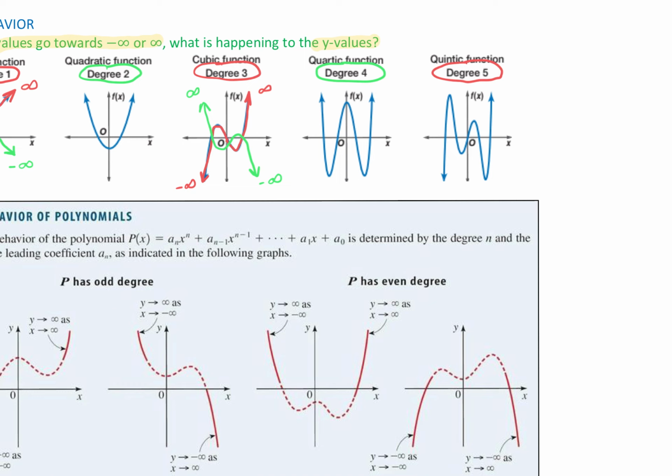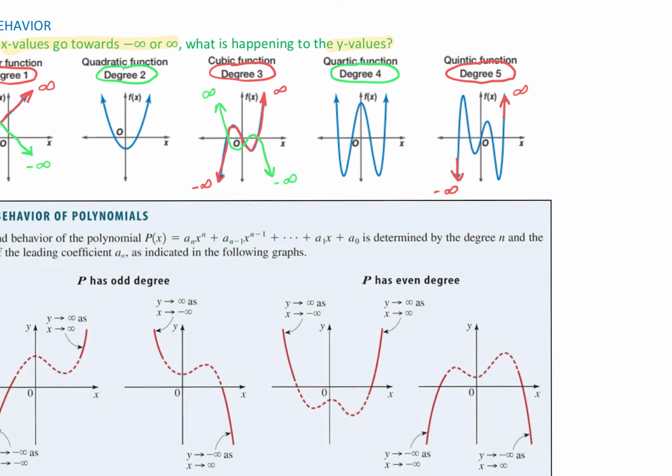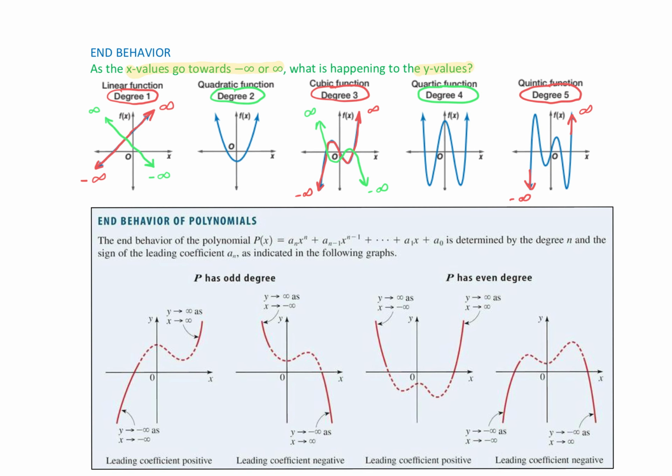And look at degree 5, same thing happens. We have a positive infinity, and we have a negative infinity. And if we flip that graph, it would be positive infinity, negative infinity. So that tells us that there's a pattern here. If the degree is odd, 1, 3, 5, then the behavior at the end of the graph is going to be opposite. One end will go to positive infinity and the other end would go to negative infinity.